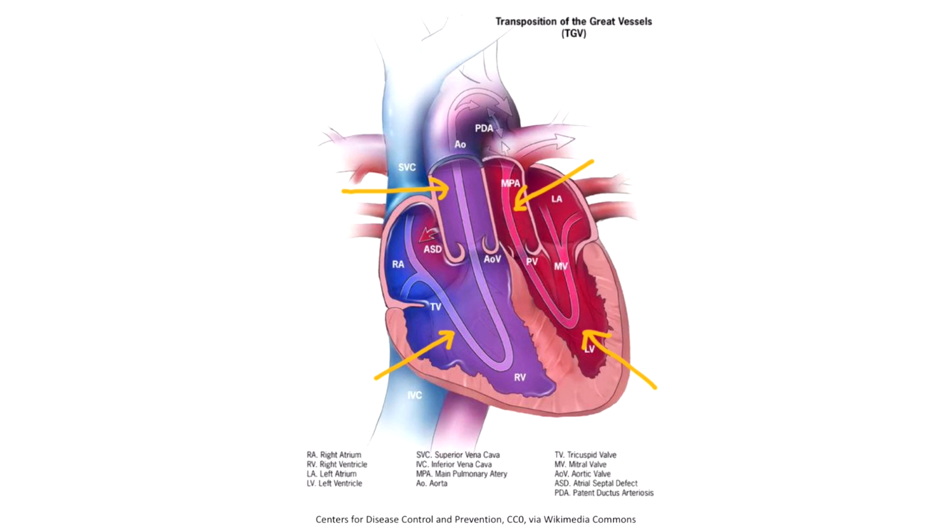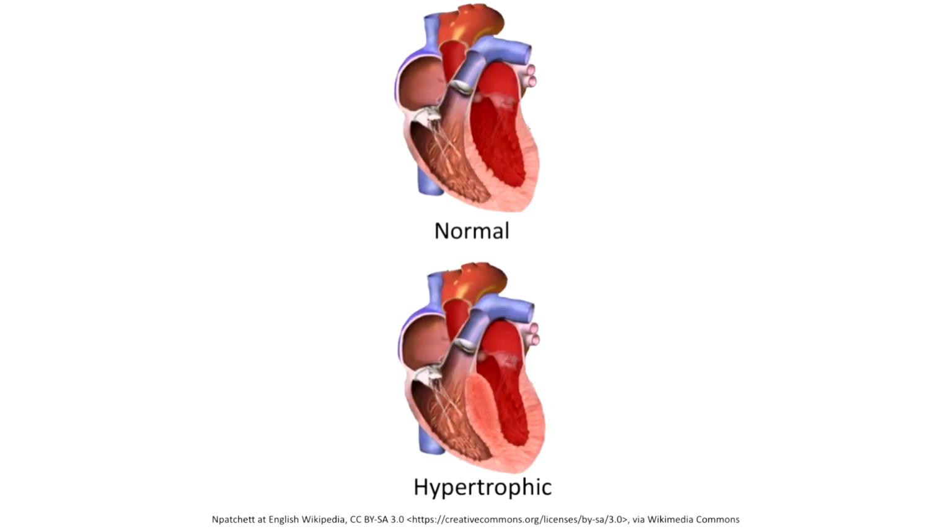This is an image describing hypertrophic cardiomyopathy. And briefly, we can see here that the interventricular septum is asymmetrically hypertrophied towards the lumen of the left ventricle.